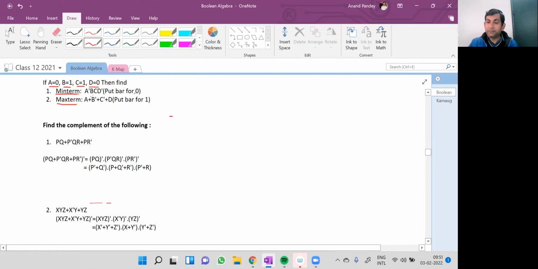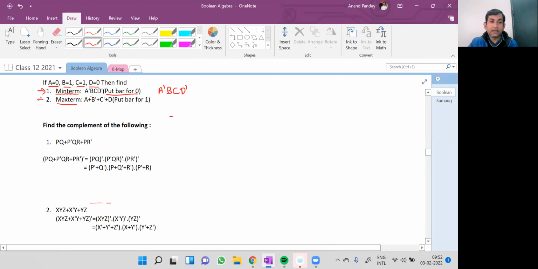And in case of min term, we put bar for 0. So here A will be what? For A, we'll write A dash, since it is 0. B is 1, so we are not putting bar for that. Bar or dash, same thing. Then C equal to 1, so C only. And D equal to 0, so D dash. We put bar or dash for the 0 in case of min terms.